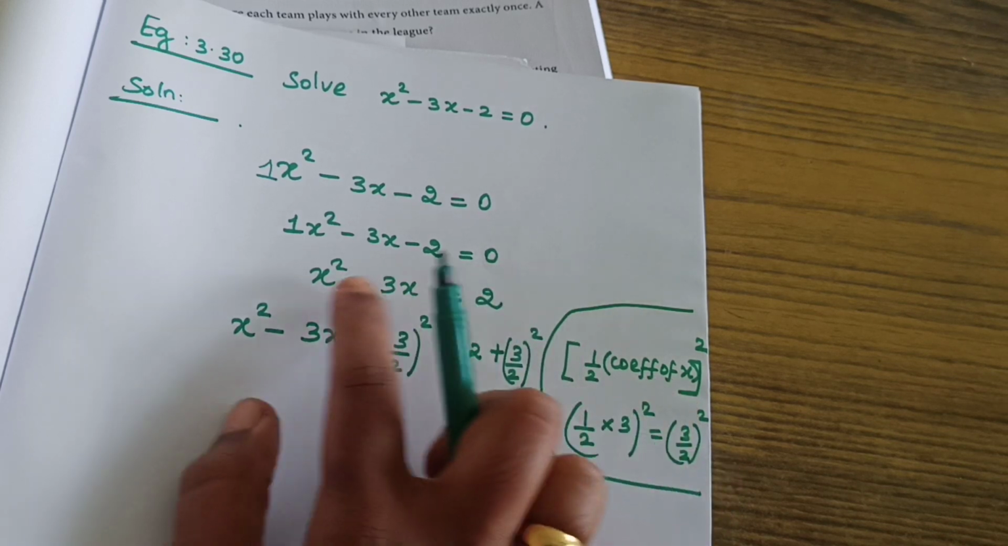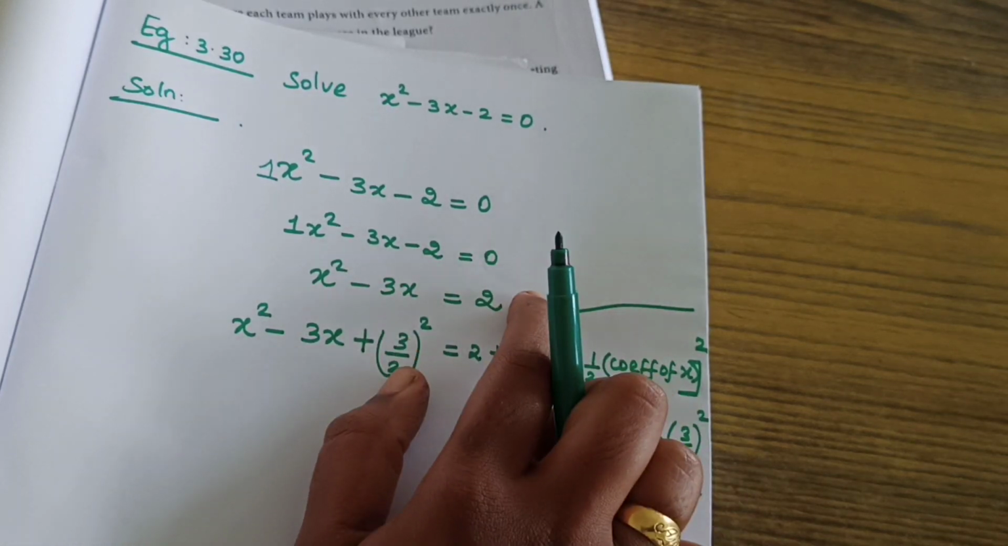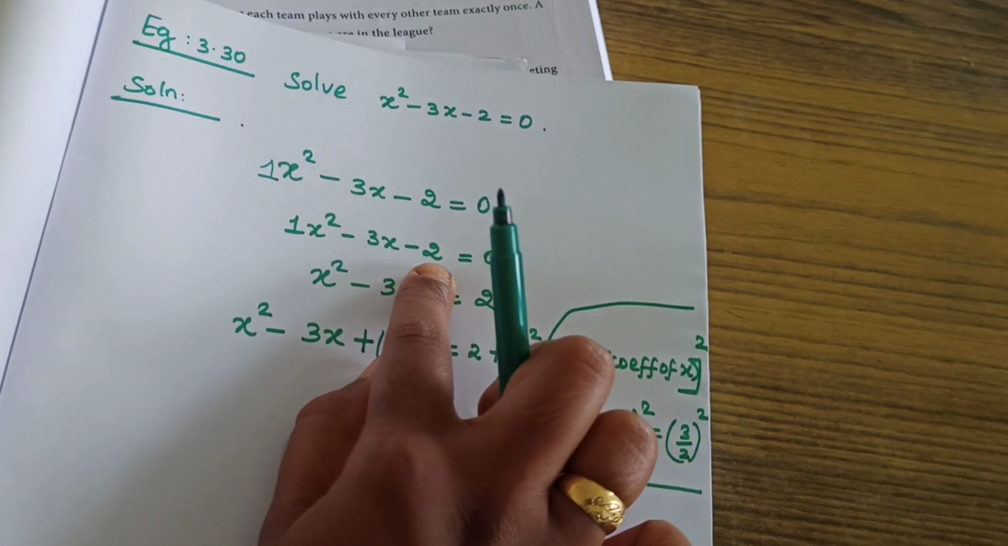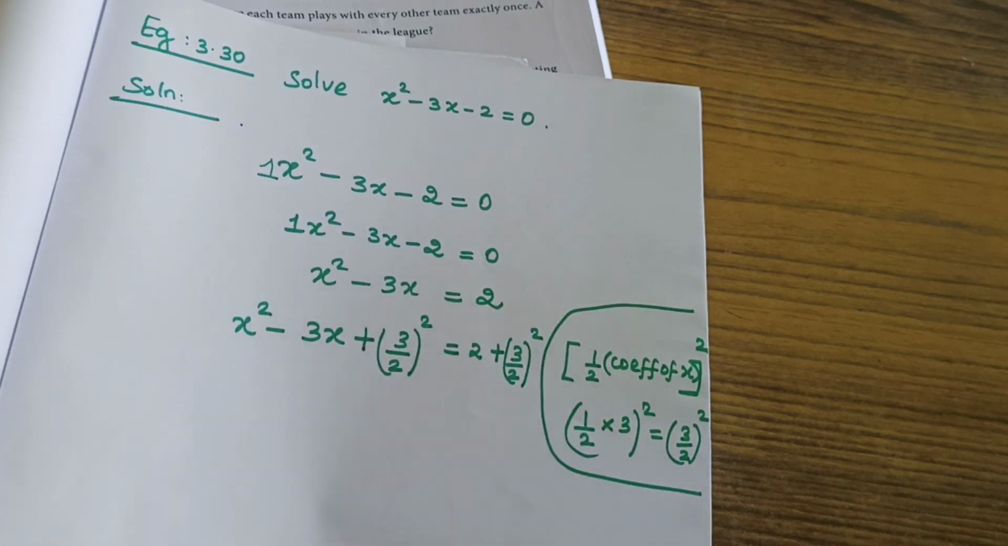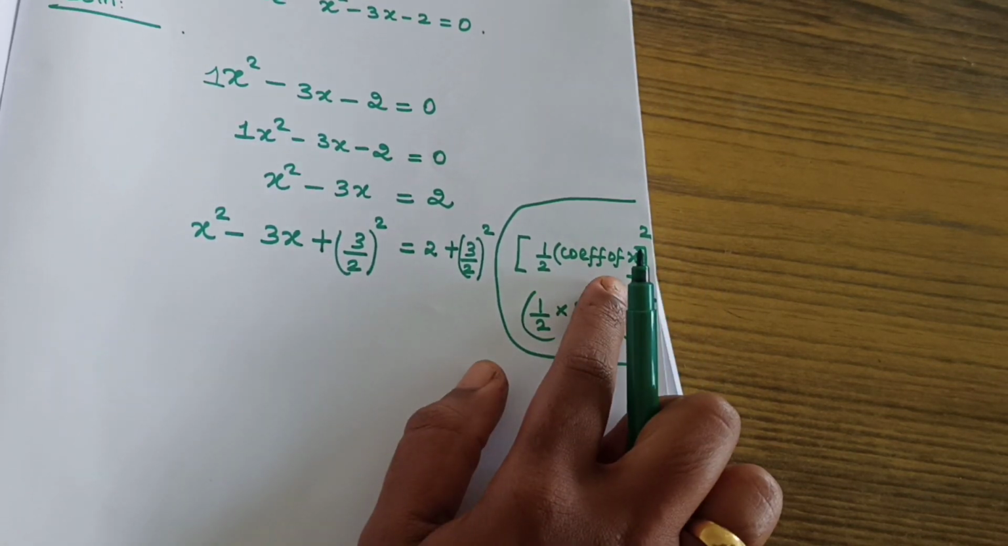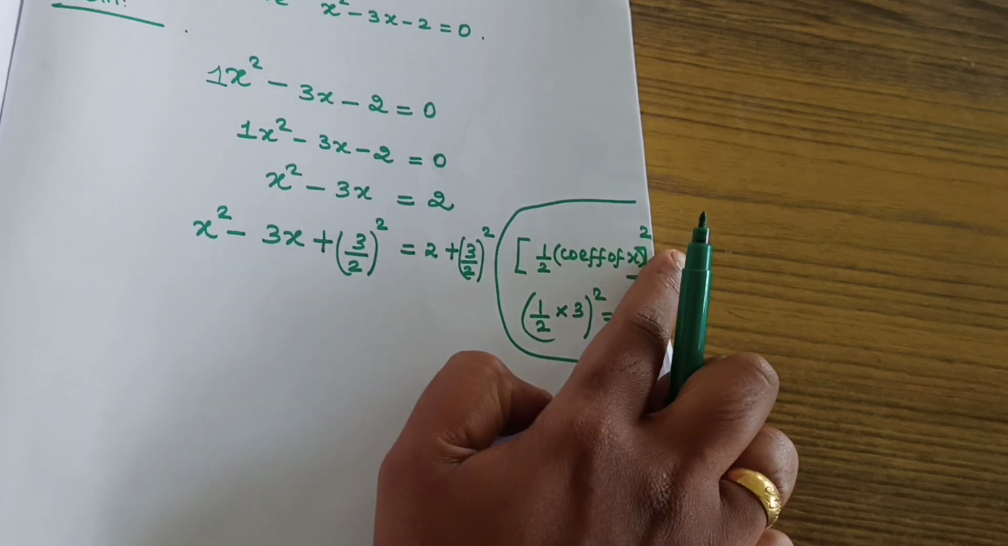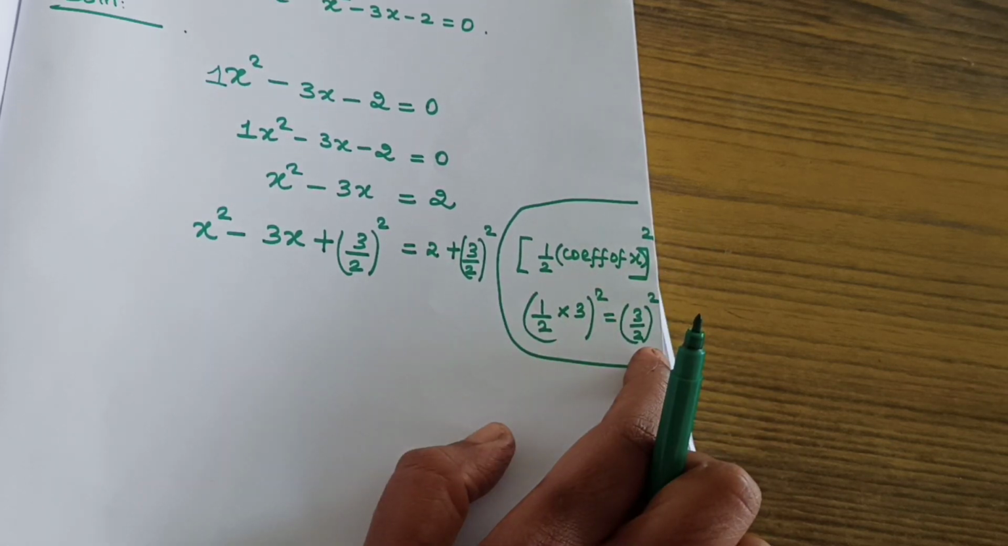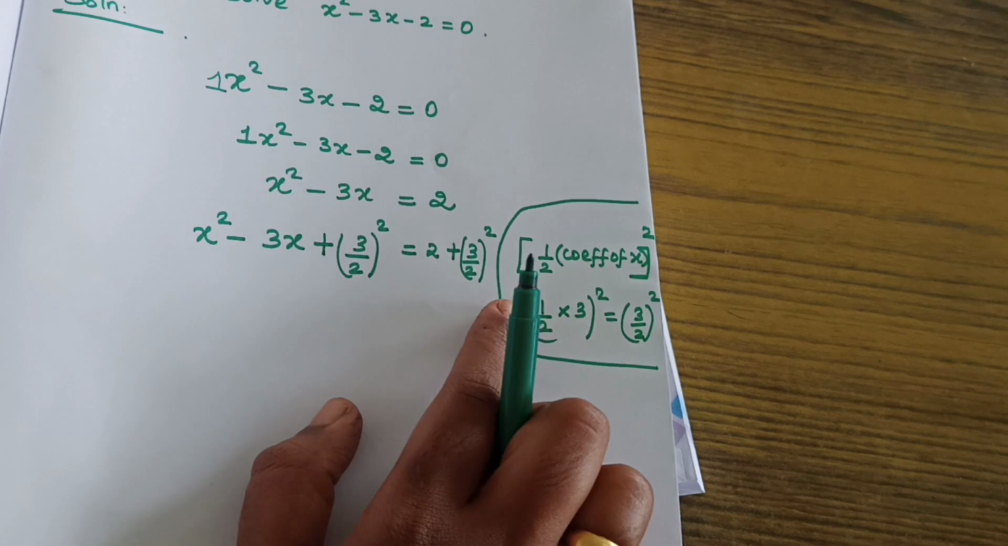What is the third step? You need to transpose the constant term to the right hand side. What is the fourth step? You need to use this formula, half into coefficient of x the whole square. That value you need to calculate and then add to both sides.